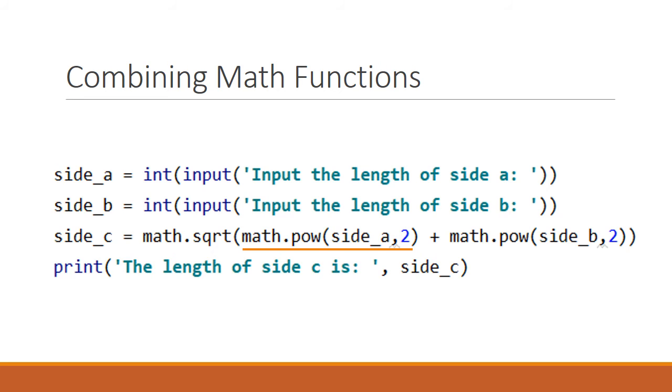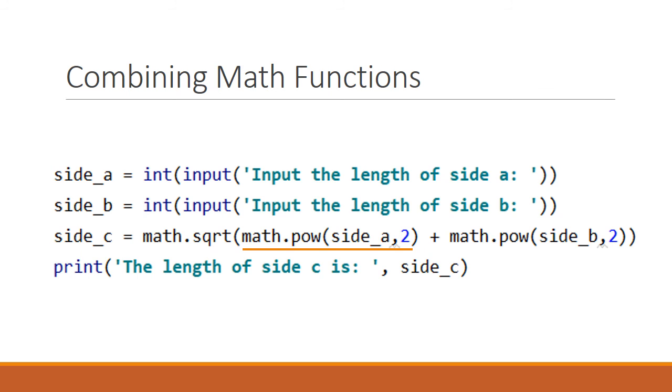Now we can calculate the length of the hypotenuse, or side C, by using first the math power function. So we find the power of side A, so basically A squared. Then we find the power of side B, B squared. We sum those, and then we find the square root of that sum and assign it to the memory location side C. Lastly, we output that information to the user by informing the user that the length of side C is side C.